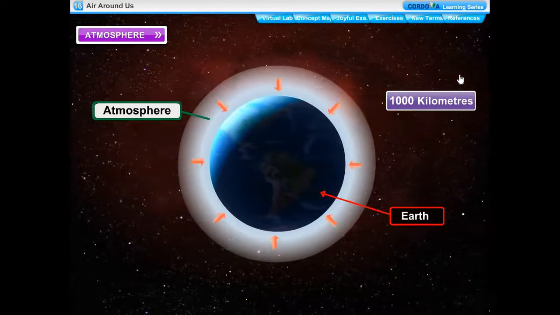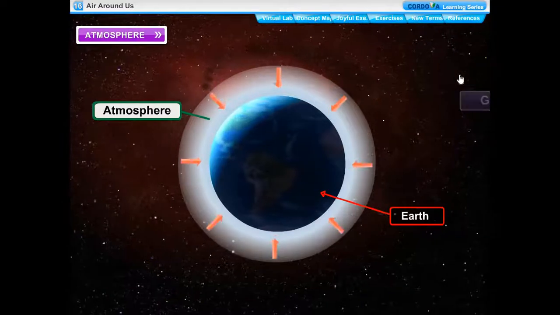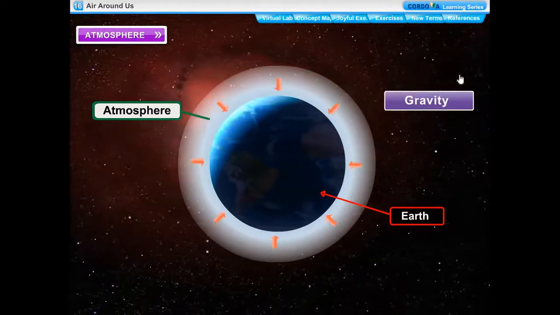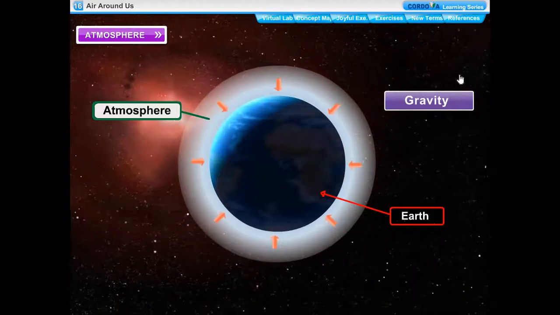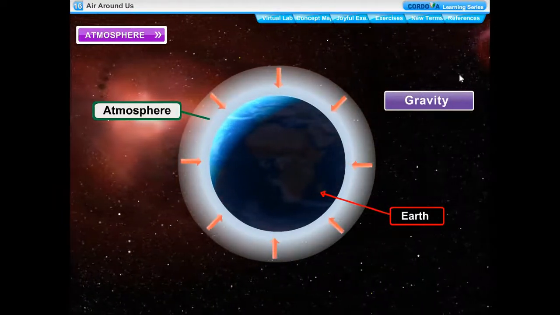We know that the Earth exerts a force of pull on everything around it. This force is called gravity. The gravity pulls the layer of air towards the surface of the Earth.